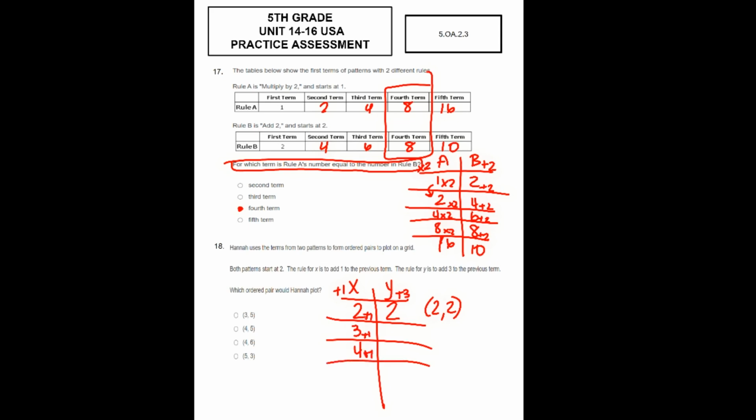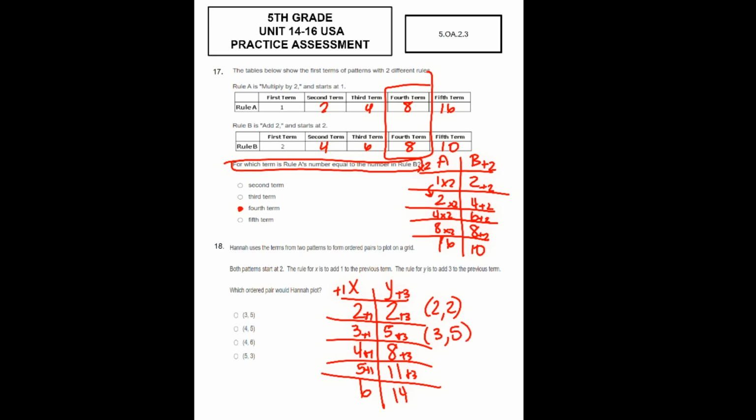Add 1, that would be 5. Add 1, that would be 6. And I'll stop there. Now over here, add 3. 2 plus 3 is 5. 5 plus 3 is 8. 8 plus 3 is 11. 11 plus 3 is 14. Stop here, and I'm going to make my points.